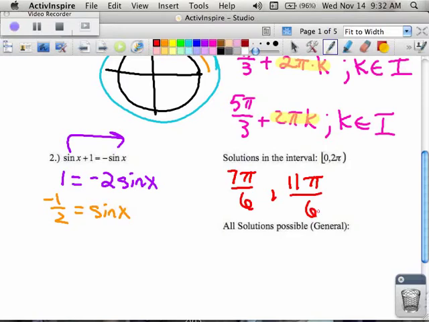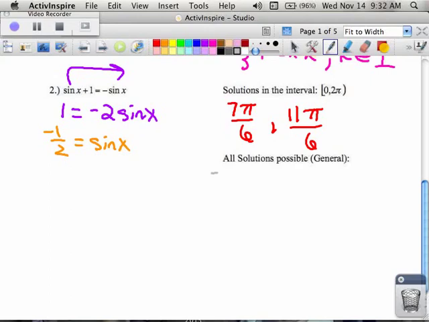If you're going to do the general solutions, all you would have to do to change it to general is write down 7 pi over 6 plus 2 pi k, k an element of the integers. Again, that's only saying that you're spinning around the circle, because that's 2 pi, as many times as you want to, because you keep ending up in the same spot. And then you would also do that for the 11 pi over 6.